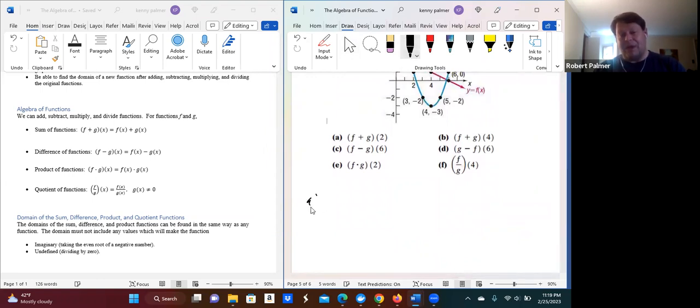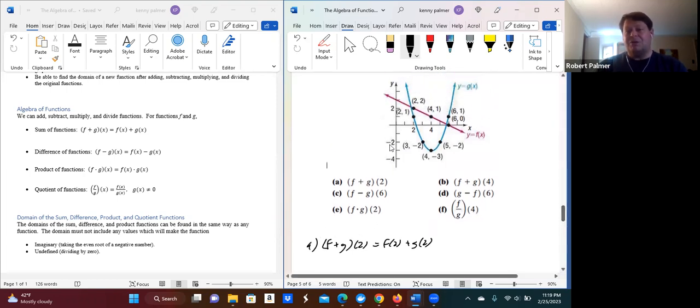So first off, let's do part A. Part A says f plus g of 2. And once again, our rule says that's going to be f of 2 plus g of 2. Okay, now let's take a look. So for f of 2, we find 2 on the x-axis, which is right here. Our red curve is our function f, and our blue curve is our function g. So for f of 2, we go to 2 on the x-axis, and we go up to meet the red curve, which is f, and the y-coordinate of that point, when x is 2 on that curve, y is 2.